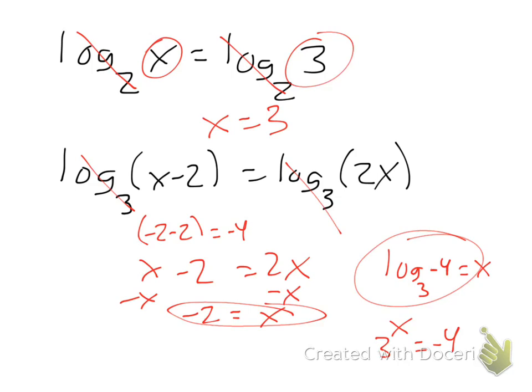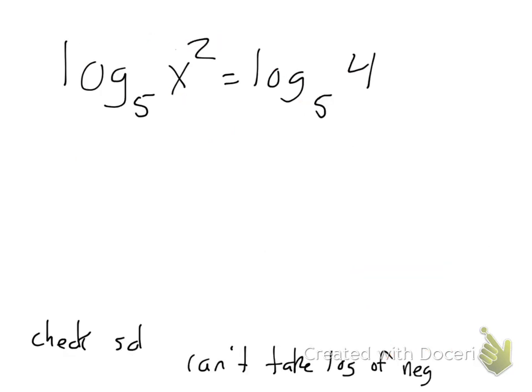Or there are multiple solutions, as we're going to get to in our next problem, and you have to check all of them. If you don't check them all, they very well could lead you down the wrong path, even though you did all the right work. So, here we go. And on the bottom, check solutions. Can't take logs of negatives. I have it on this slide. I should have put it on the last slide.